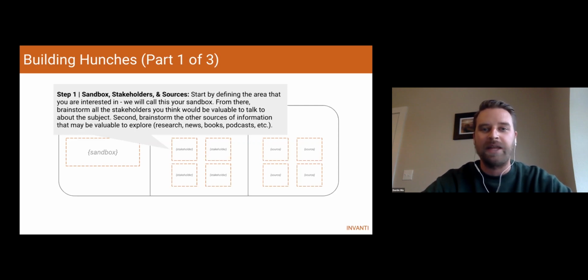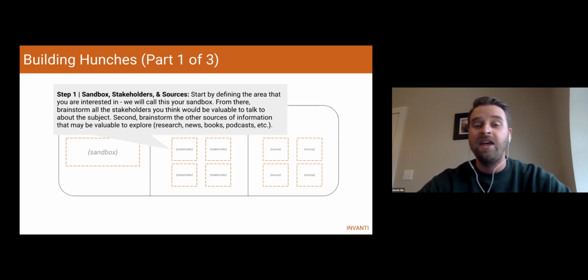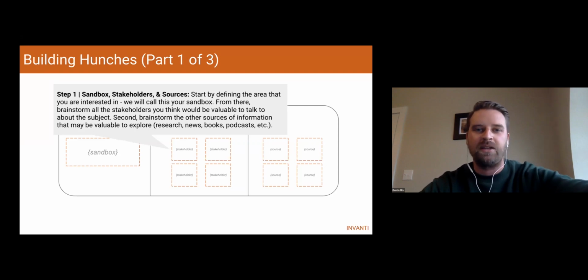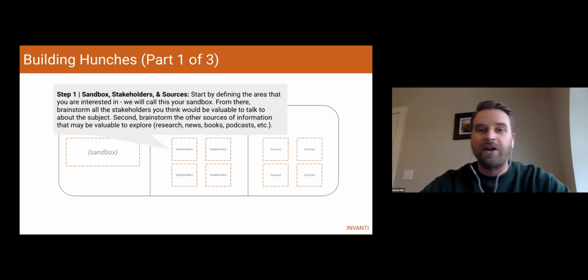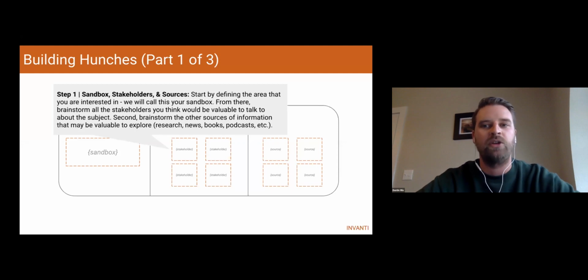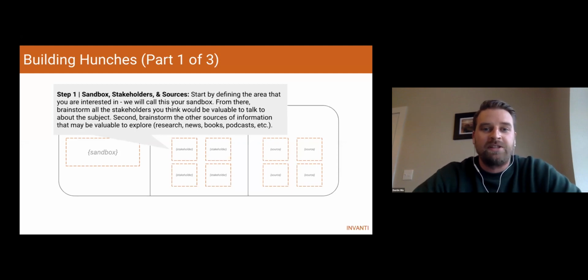It might be everything from, hey, I really care about affordable housing, to, hey, I really care about helping developers build better apps. It can be based on what you enjoy, but that'd be the first place we start. It's defining what that is for you in particular.